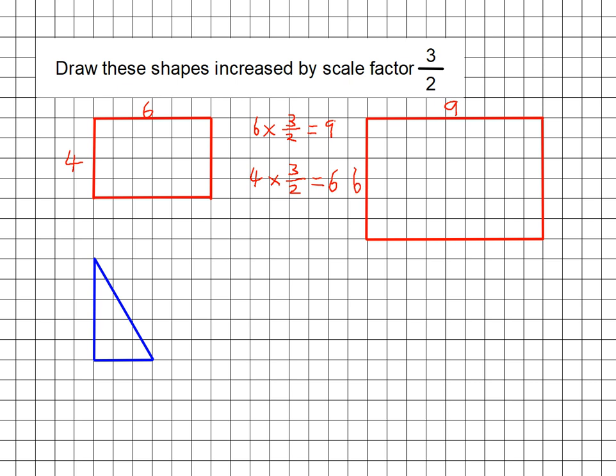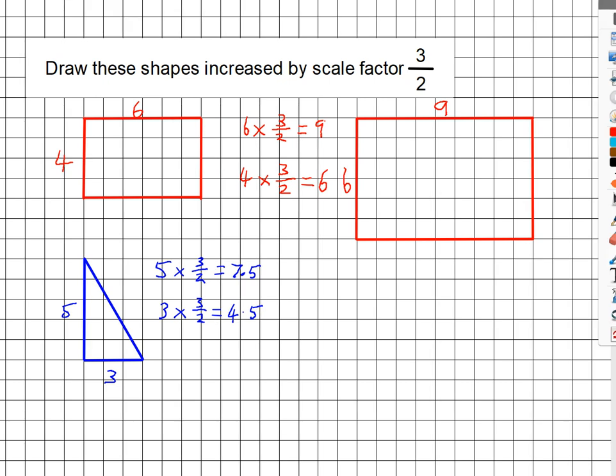We'll do the same with our triangle. Again, that is still 5 and 3. So 5 times 3 over 2. 5 times 3 is 15, divided by 2 is 7.5. And then for the bottom length, 3 times 3 over 2: 3 times 3 is 9, divided by 2, 4.5.